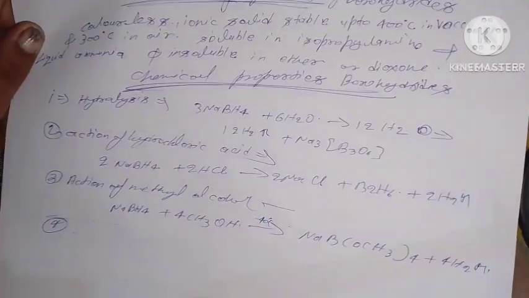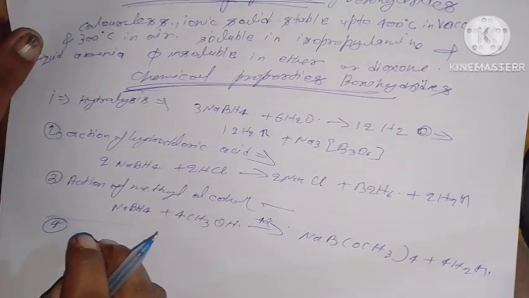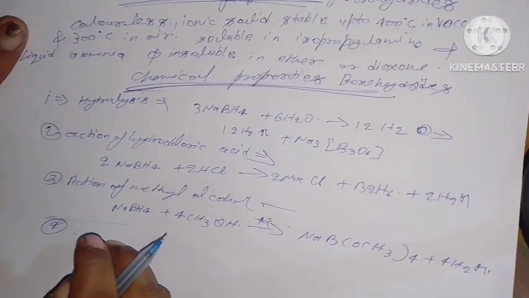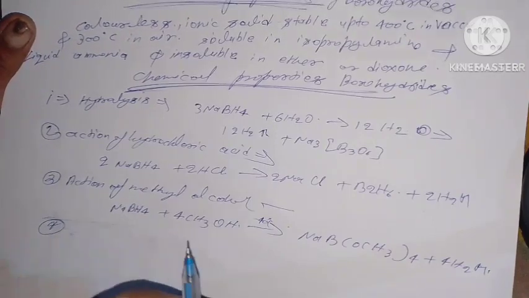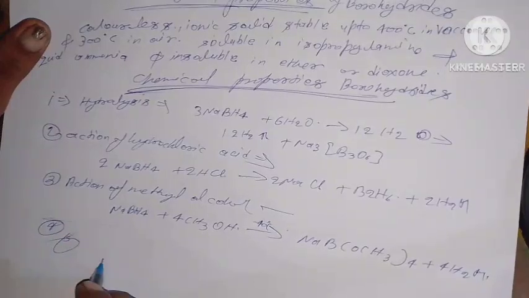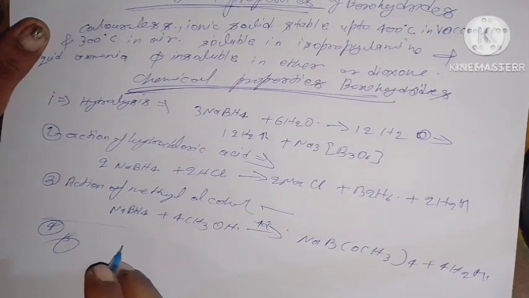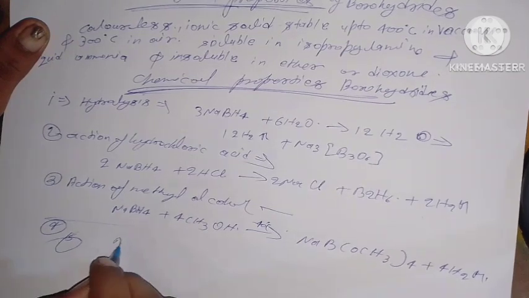Fourth point, reaction with boron trifluoride etherate. In this reaction also diborane is formed. Fifth point, reaction with iodine. Boron triiodide is formed with ionic iodine at 200 degrees Celsius.